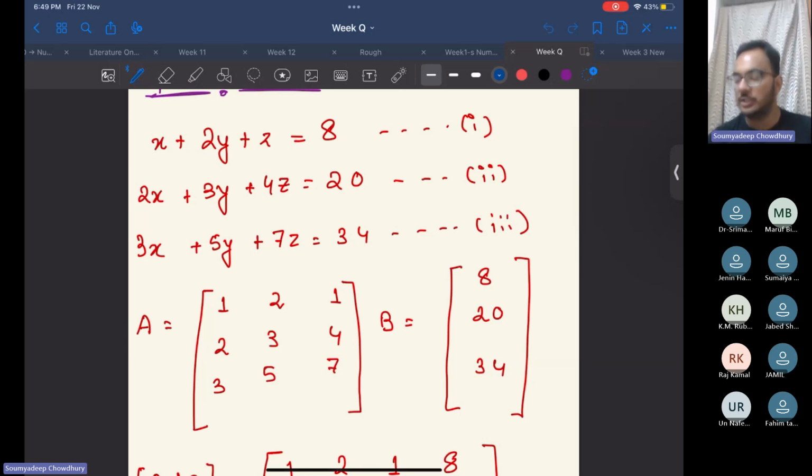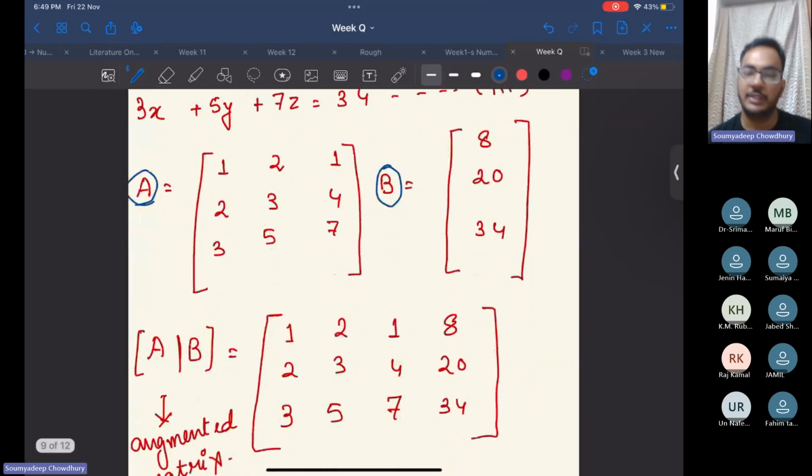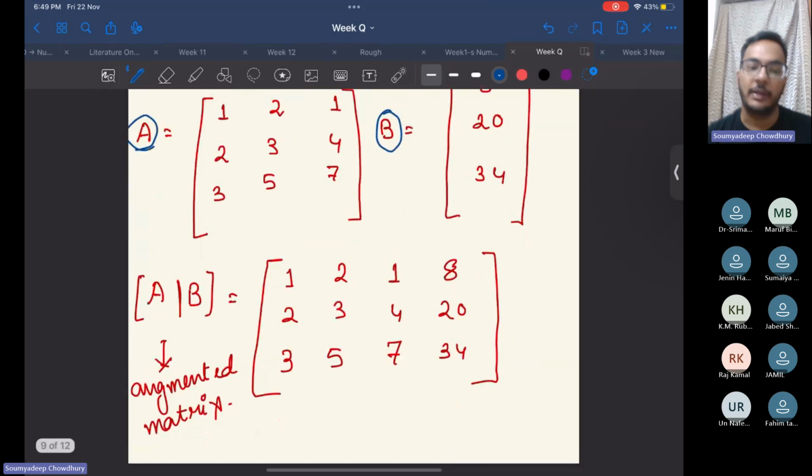So basically in Gaussian elimination, here I have taken three equations and three unknowns. First of all, you need to form two matrices. The first one is the coefficient matrix, which is the A matrix here. And the second one is the RHS matrix or the source matrix, we call it source vector or source matrix, anything you can call. Using these two matrices, we form the augmented matrix, which is written as A slash B.